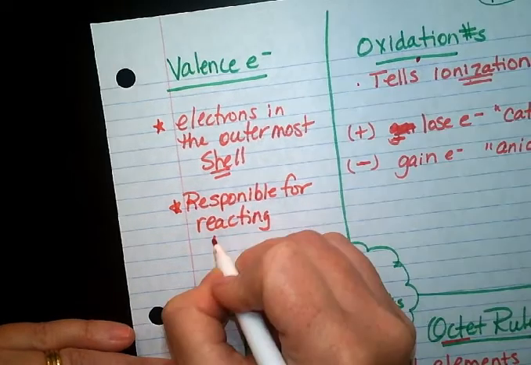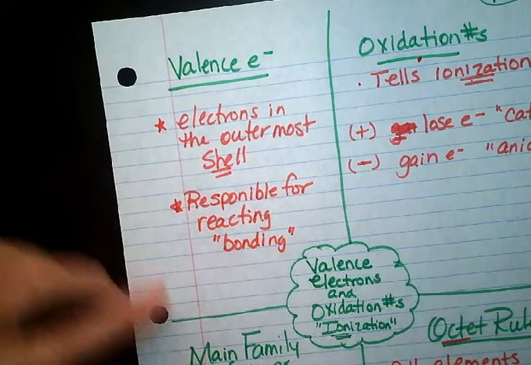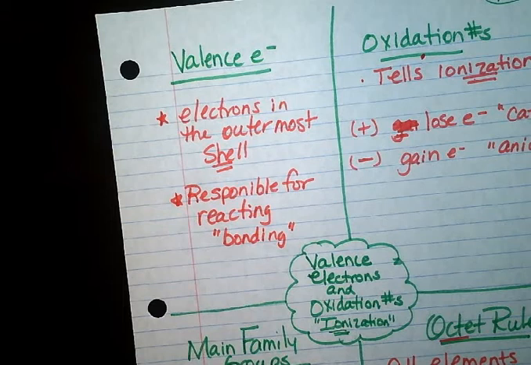When I say reacting, I also mean bonding. So if they're reactive and they bond, it's based on those valence electrons. All right, let's do a few examples before we get done today.